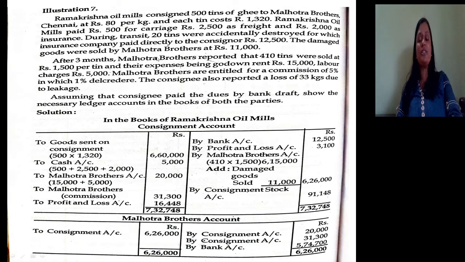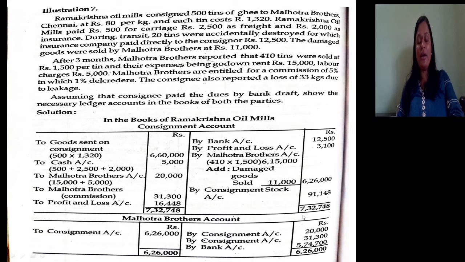Then after 3 months Malhotra reported sales of 410 tins. So there is a sale of not damaged goods. So what is the journal entry? Malhotra Brothers means consignee's account debtor to consignment account. So 410 into 1,500, 6,15,000. Malhotra Brothers account debtor to consignment 6,15,000. So we pass two separate journal entries, one for sale of damaged goods, one for sale of good goods. We can also do it combined. They did it like this, they combined it. Only one journal entry they passed: Malhotra Brothers account debtor to consignment.